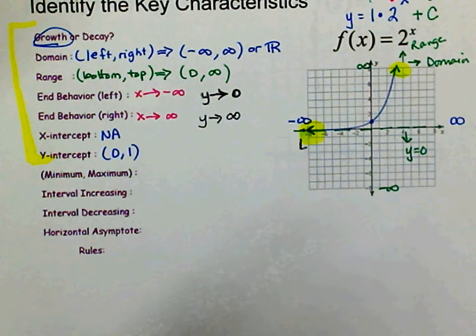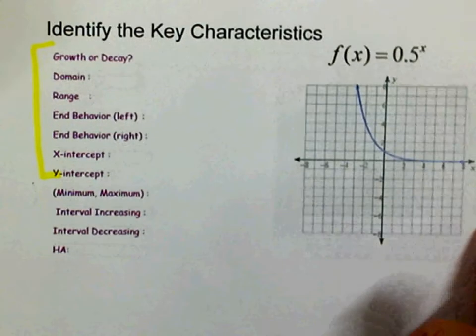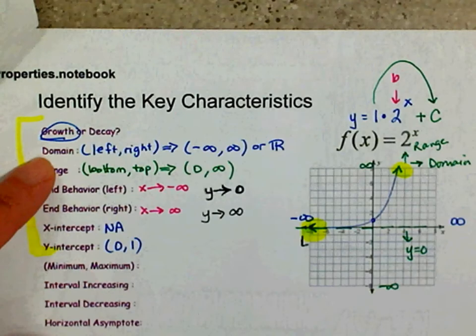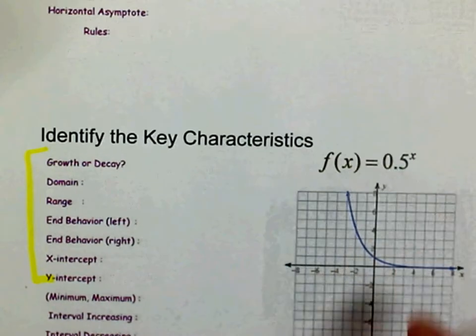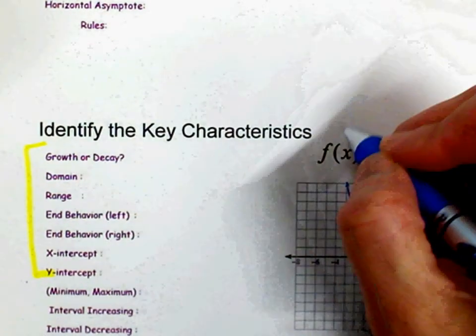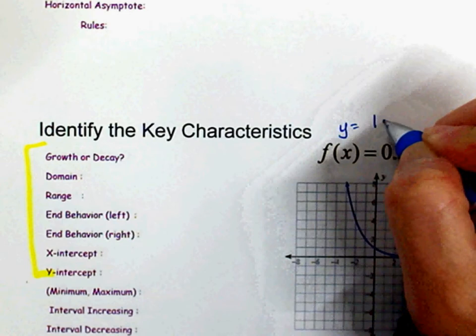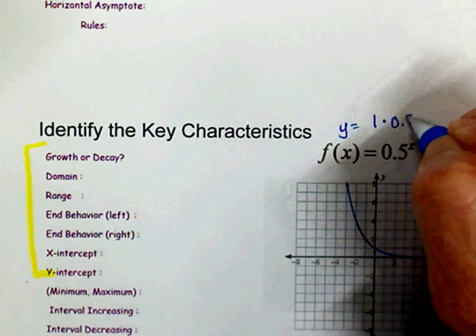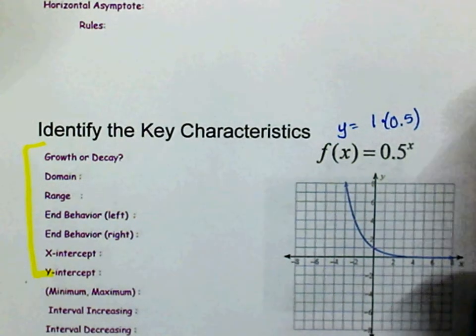All right, let's go ahead and do the next one. Okay? And follow along. Write these notes. That way you have an idea. I'm going to rewrite this problem. So I'm going to write y equals 1 times 0.5. And if you want to do parentheses, so you don't have so many dots, you're more than welcome to do that, raised to the x.